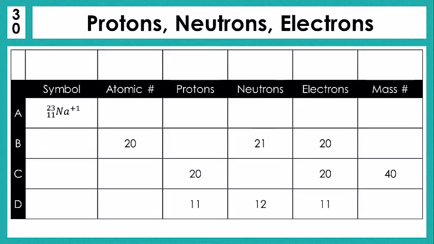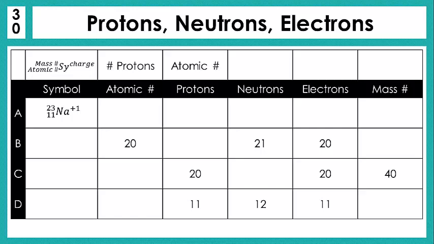Number 30 uses isotope notation and asks us to fill in the blanks. So first we have the symbol. So the way that we write this is the number on top is the mass number, and the number on bottom is the atomic number. The symbol is just the symbol from the table of elements, and the charge is also indicated as a superscript.